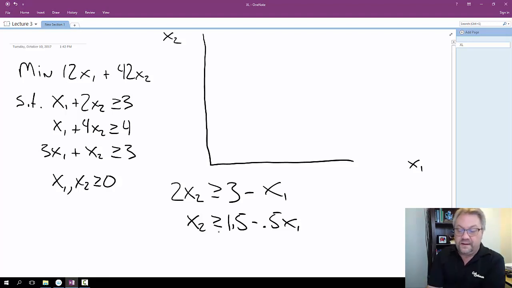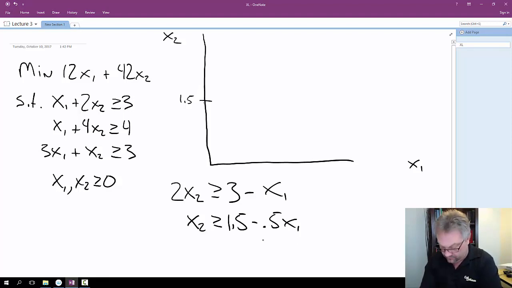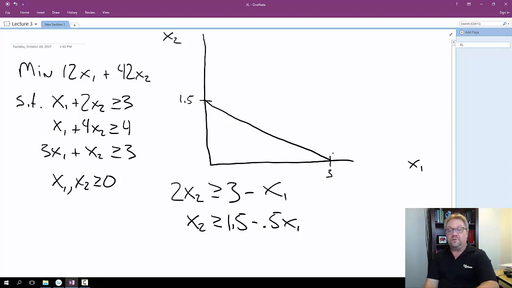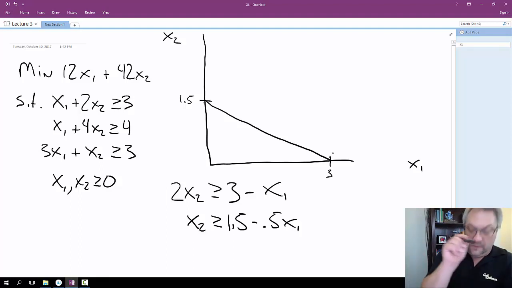So here, again, these are just going to be lines. So I'm going to put 1.5 right here, and I've got to take this thing down to 3, because my slope is a -1/2. So I'm going to take this down to 3. And so, voila. Now notice, this is greater than or equal to, right?